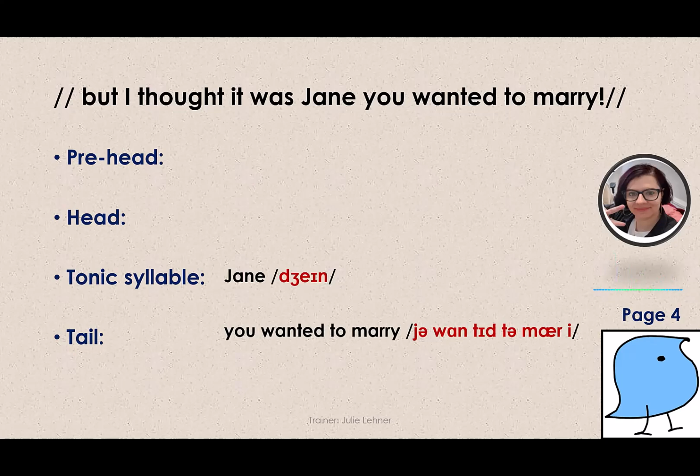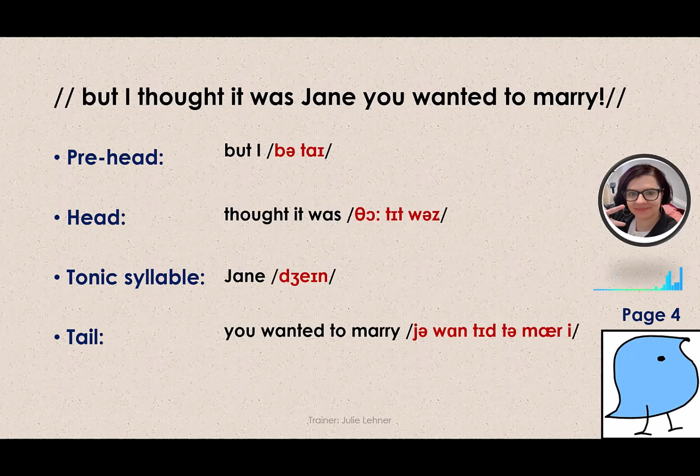The head is "thought it was." Because "thought" is the first stressed syllable in this utterance. So the head is the number of syllables between the first stressed syllable and the tonic syllable, which means that anything before that is called the prehead. Bam, bam. So that's the analysis of the tone unit for this particular utterance.